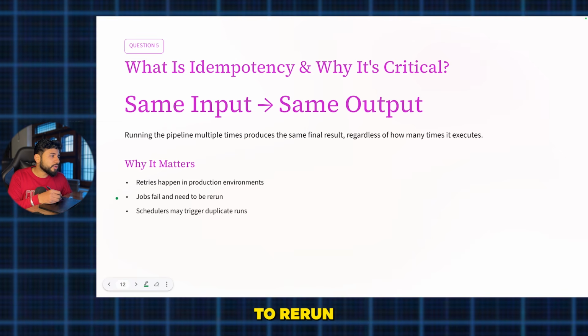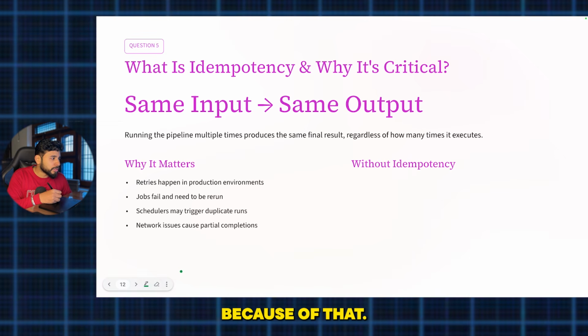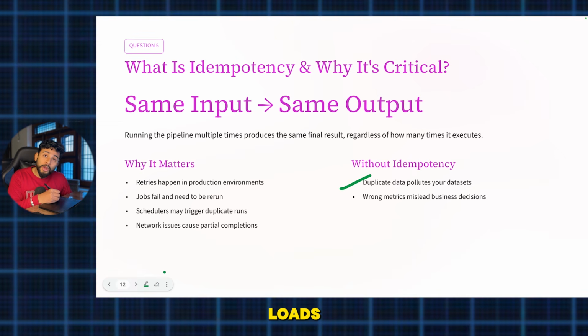Jobs fail and you need to rerun things. Schedulers may trigger duplicate runs. Suppose you are running something manually and the scheduler triggers at the same time, it can load duplicate data. I have to figure that out also. Network issues and partial completions can also cause problems. Idempotency handles these kinds of things. Without idempotency, it duplicates your data and pollutes your dataset. Your loads are polluted and duplicate data comes in. Those are all problems, so we have to figure those things out.